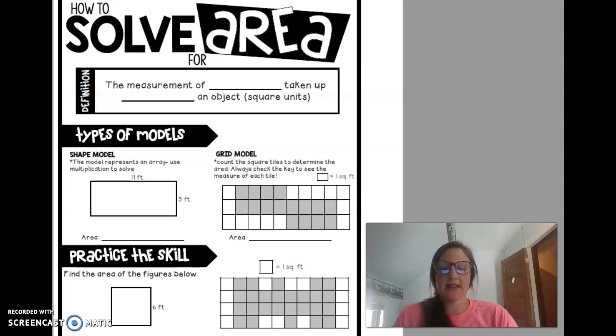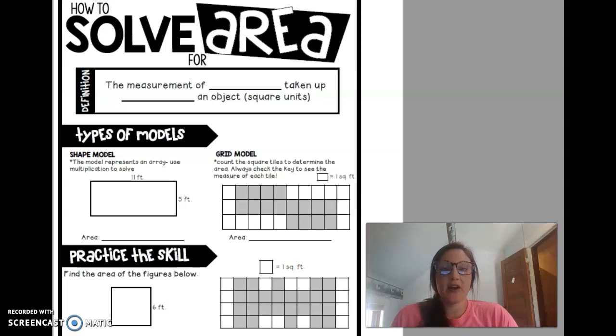And sometimes you guys get something that looks similar to the shape model where you've drawn in the grid or you've drawn an array. We also kind of talked about this when we did multiplication. This was one of our strategies for multiplication, to draw an area model or to draw an array. So this should be familiar to you. This is not our first time discussing area. It's just our first actual math lesson over it.